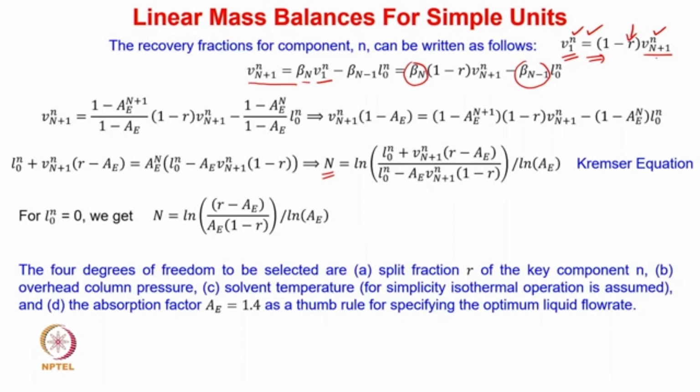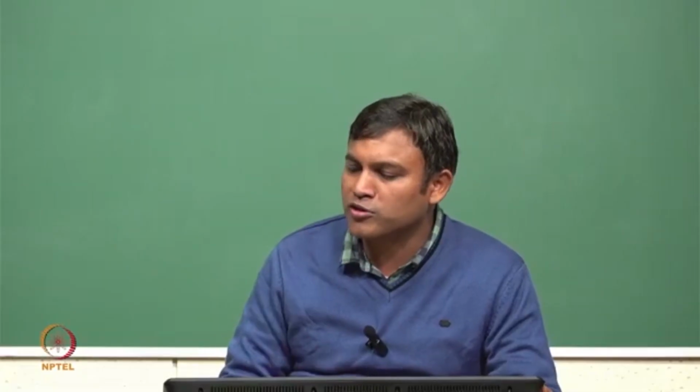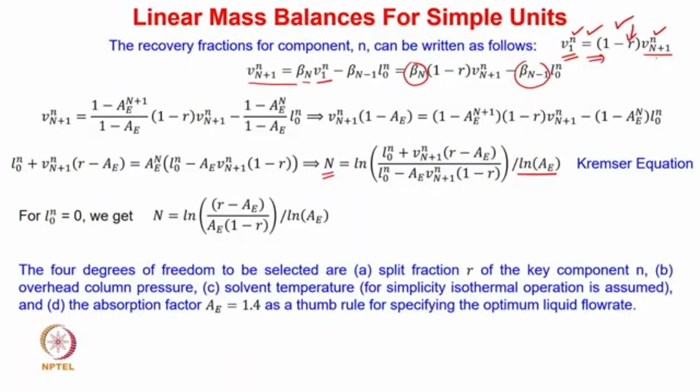So the expression for the capital N is given as ln of L naught plus Vn plus 1 R minus Ae divided by L naught minus Ae into Vn plus 1 into 1 minus R, and this entire thing is divided by ln Ae. So what is this equation? This particular equation gives the minimum number of stages required in the absorption unit in order to have this much recovery. Okay, so we have obtained the minimum number of absorption stages.